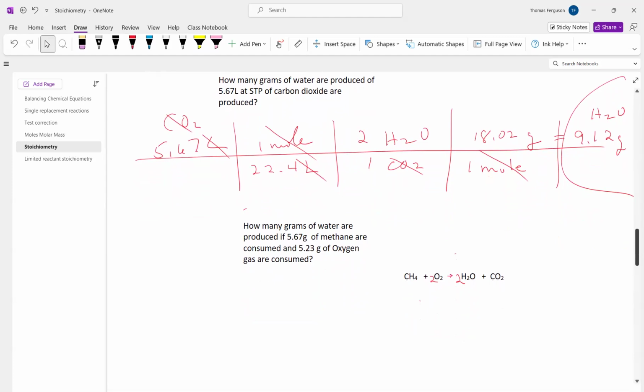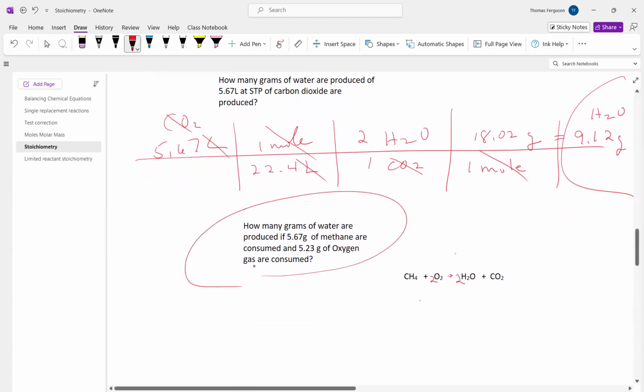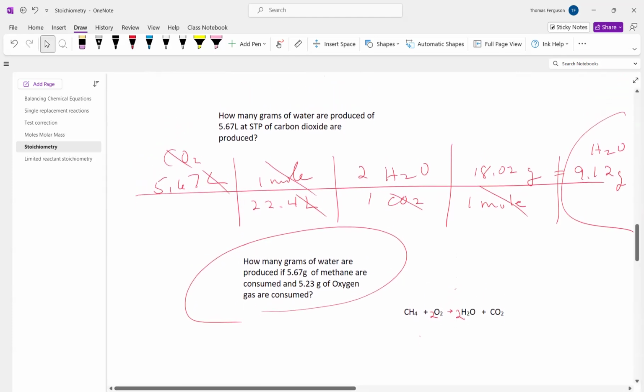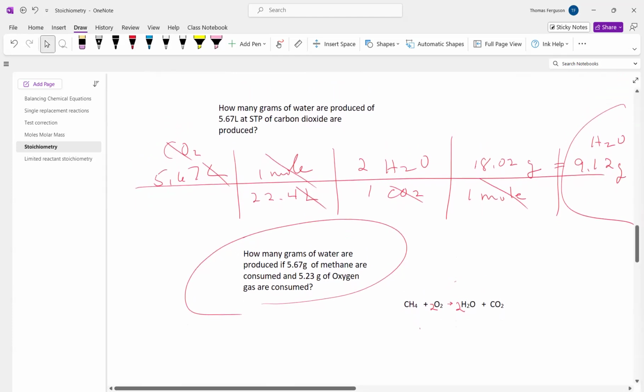Okay, this one, what's different about this one? Two givens. All right, so I'm going to stop for a second and ask you this. Let's go back to our bicycles now. We're going to build bicycles. I've got 10 frames and 10 wheels. How many bicycles can I make?